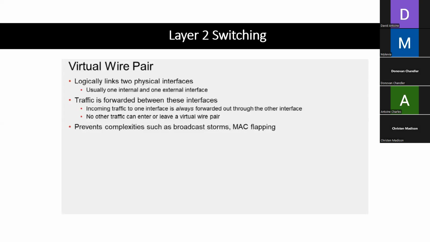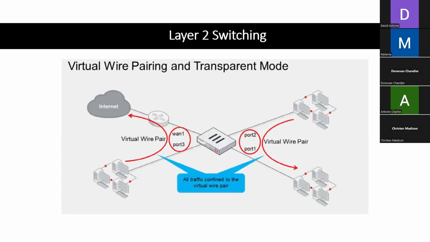You can have more than 4, 5, 6 VW pairs on a FortiGate. It all depends on the hardware that you have available to you. Okay, so just keep that in mind. So let's look at this diagram, and let's talk about virtual wire pair.